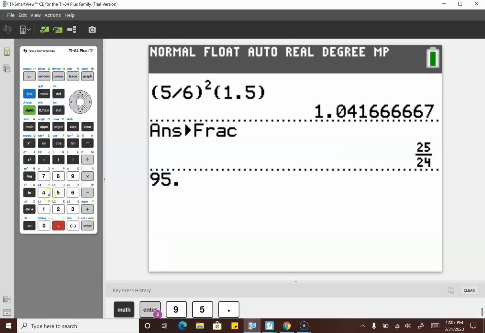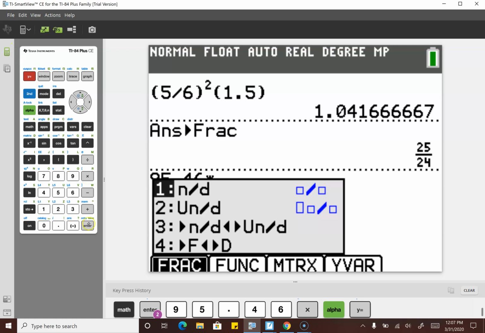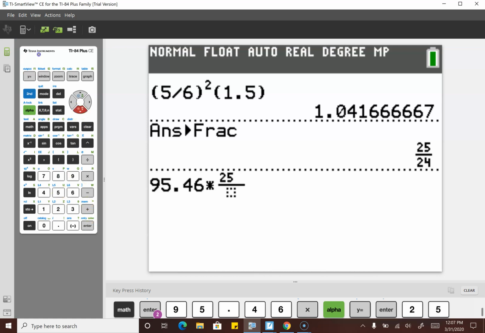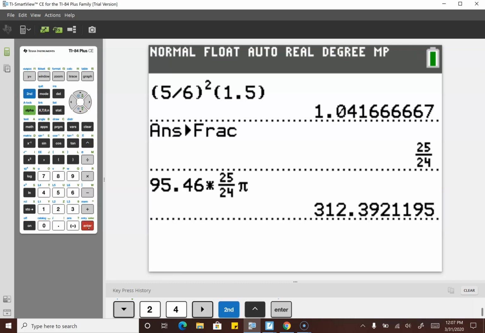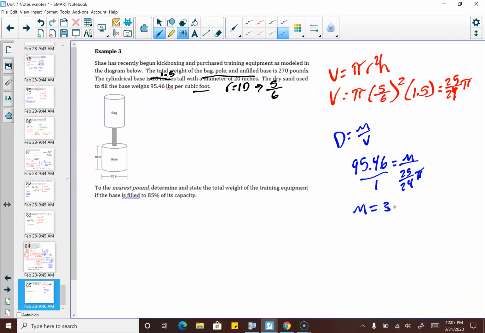So 95.46 times 25/24 pi gives us 312.3921. So remember, that's 100% full. That's how much it weighs. But they only want 85%. So let's multiply that by 0.85.